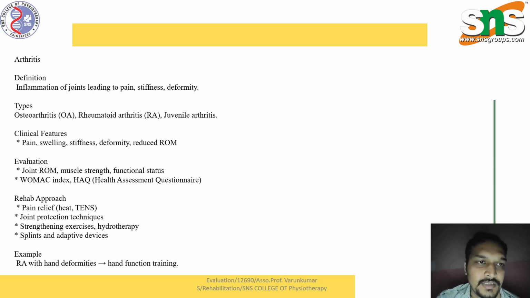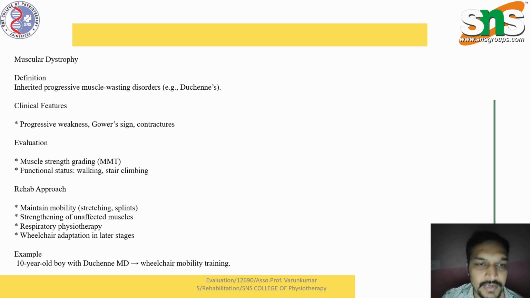The next condition is arthritis. It is inflammation of the joints leading to pain, stiffness, and deformity. Types may be osteoarthritis, rheumatoid arthritis, or juvenile arthritis. Features involve pain, swelling, stiffness, deformity, and reduced range of motion. Evaluation is through joint range of motion, muscle strength, and functional status, or we can go with the WOMAC index. Rehab approaches usually involve pain modalities like TENS or heat therapy, joint protection techniques, strengthening exercises, hydrotherapy, splints, and adaptive devices. For example, rheumatoid arthritis with hand deformities leads to hand function training.